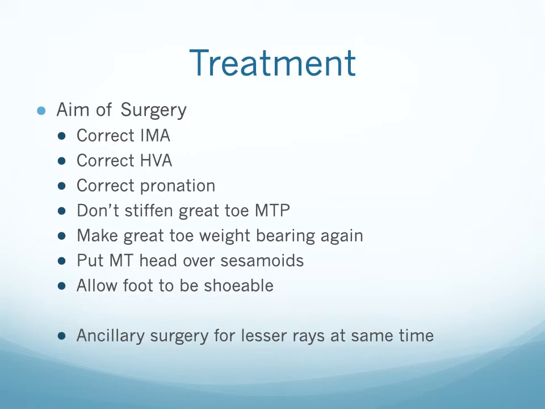Well, we want to correct the intermetatarsal angle, we want to correct the hallux valgus angle, we want to correct the pronation, we want to avoid stiffening the great toe MTP joint, and because the first ray has been defunctioned, we want to try to plantar displace the first metatarsal so that it's weight bearing again. We want to try and get the metatarsal head over the sesamoids, and overall we want the foot to be shoeable. We want it to be able to fit into a normal shoe. If you've got other clinical problems with the lesser rays, then these can be addressed at the same time as the first ray surgery.